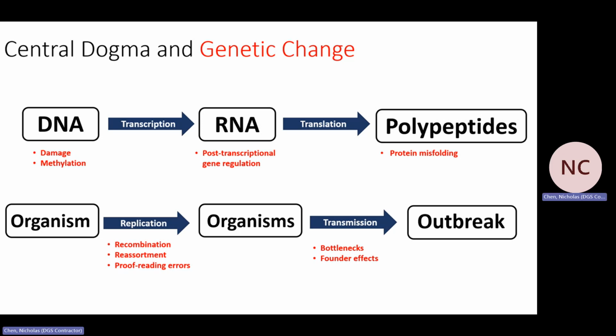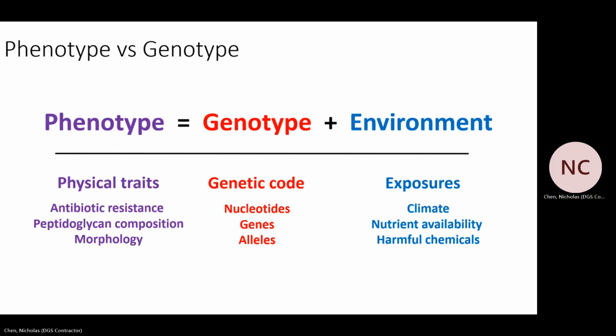Before doing so, however, it's necessary to revisit the idea of the genotype and the phenotype. Broadly speaking, the phenotype of an organism is its observable traits. In bacteria, these may be antibiotic resistance characteristics, the peptidoglycan composition of cell walls, or their overall morphology.